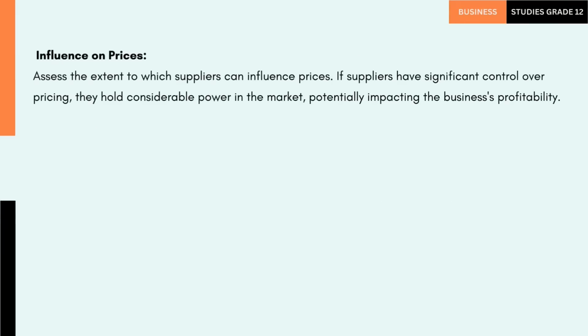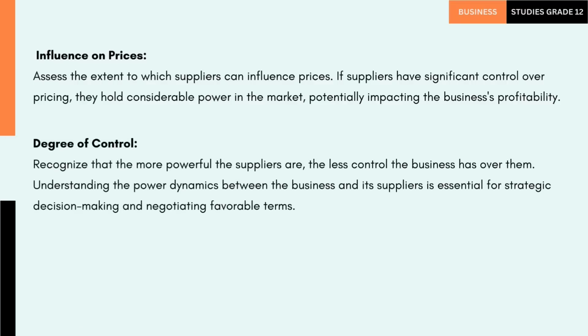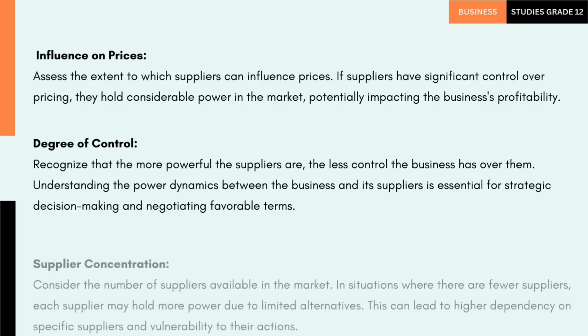2. Influence on prices. Assess the extent to which suppliers can influence prices. If suppliers have significant control over pricing, they hold considerable power in the market, potentially impacting the business's profitability. 3. Degree of control. Recognize that the more powerful the suppliers are, the less control the business has over them. Understanding the power dynamics between the business and its suppliers is essential for strategic decision-making and negotiating favorable terms.